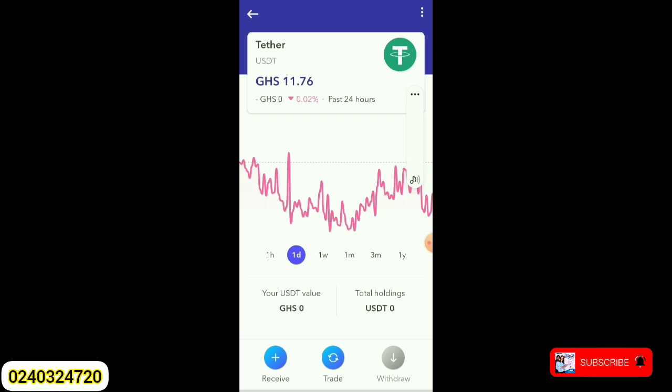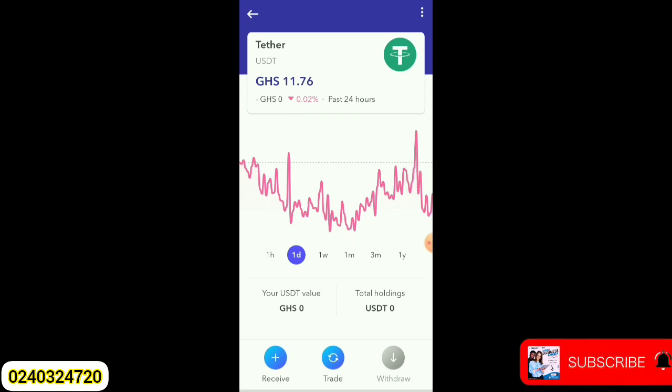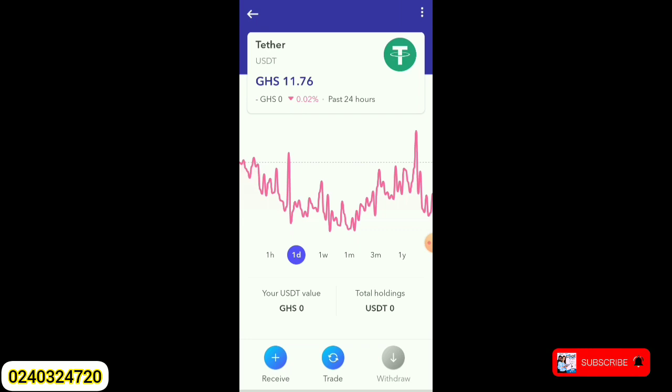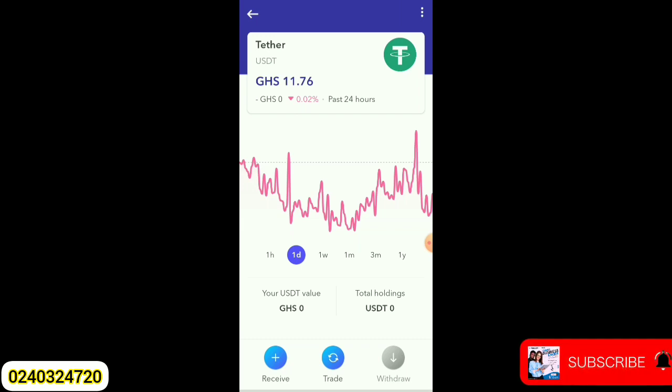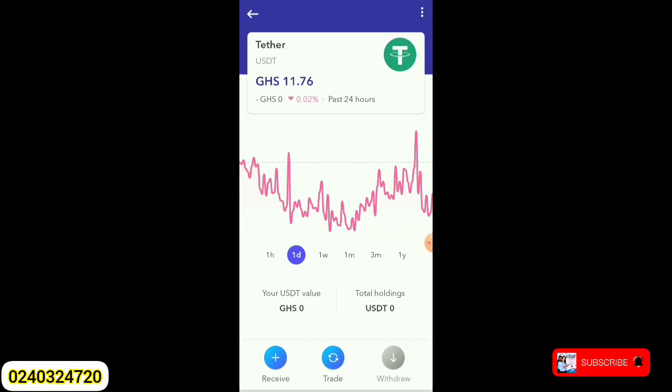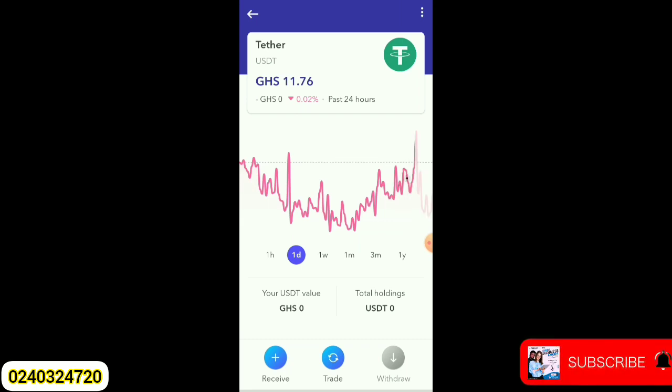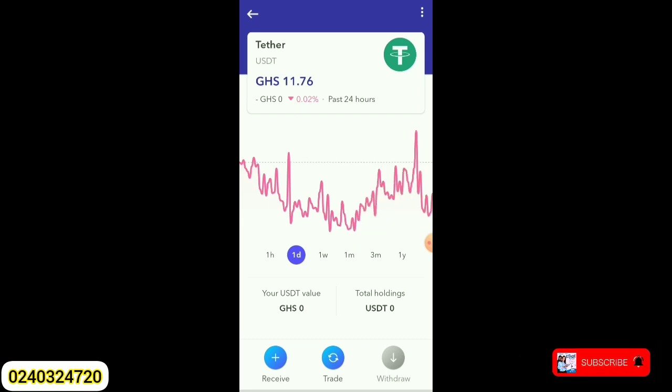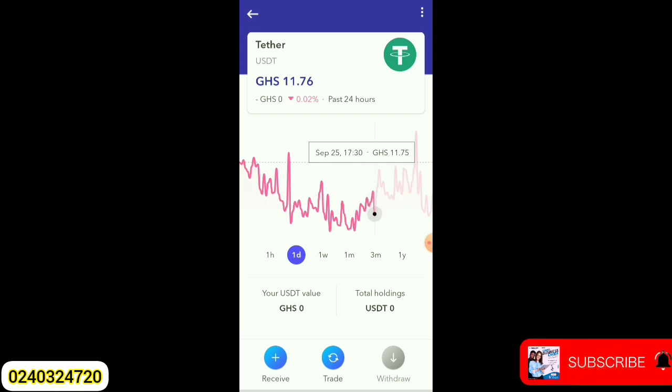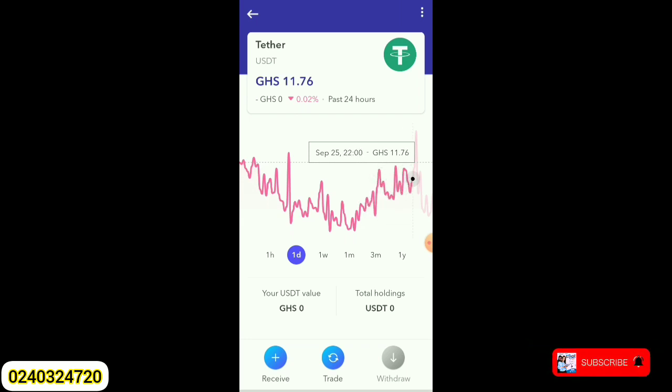So this is the chart of the USDT. If I want to deposit money in my USDT, let me explain this for you. You see, this is the graph. Here it was up. So if you want to read the graph, this is how we read the graph.